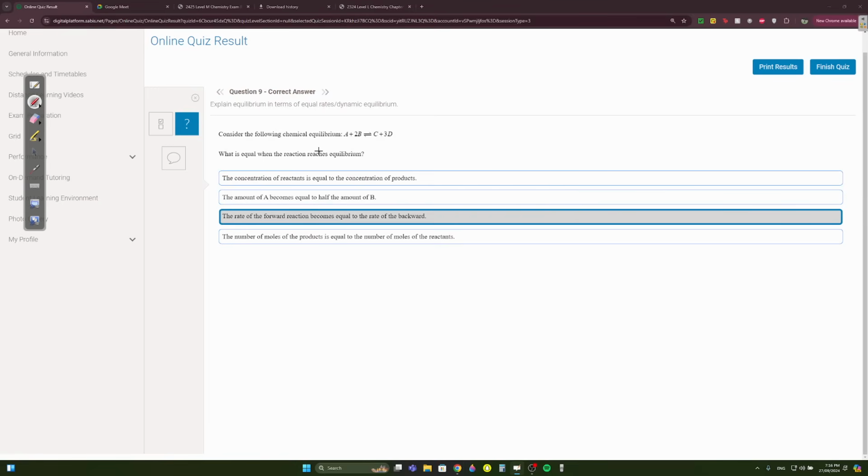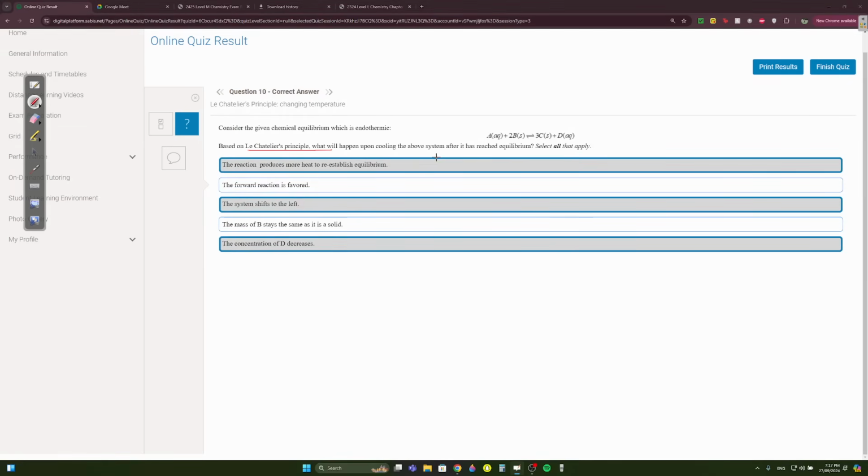What is equal when the reaction reaches equilibrium? The things that will be equal are surely the rate of the forward equal to the rate of the backward. This is an AMS question. It came like this and one came like this. Then you write equilibrium, and here was the forward rate, here the backward rate. It was like this. We know that at equilibrium the rates become constant.